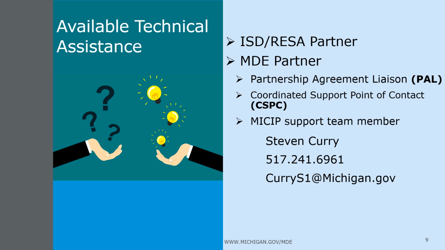Technical assistance for this process may be provided by the District ISD RESA partner, MyKIP support team, a partnership agreement liaison, a coordinated support point of contact, or by contacting Stephen Curry at currys1@michigan.gov or 517-241-6961.